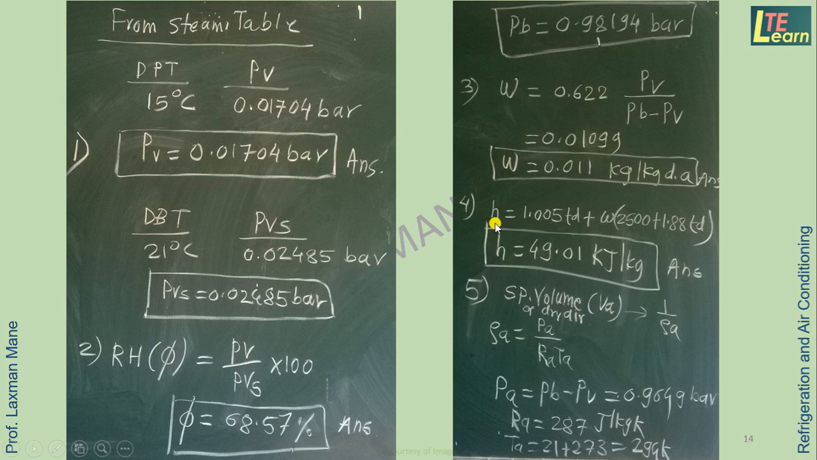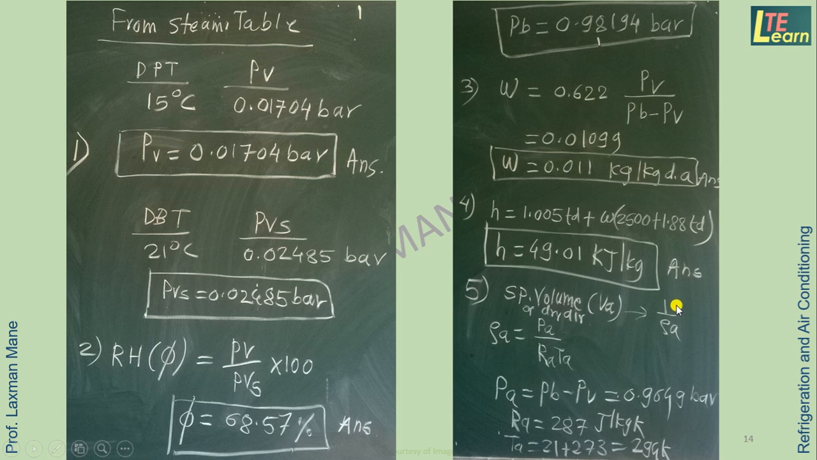Next one is the enthalpy of moist air. The formula for that we have already discussed. Here dry bulb temperature, specific humidity, we put in this formula and we get the value H as 49.01 kilojoule per kg.